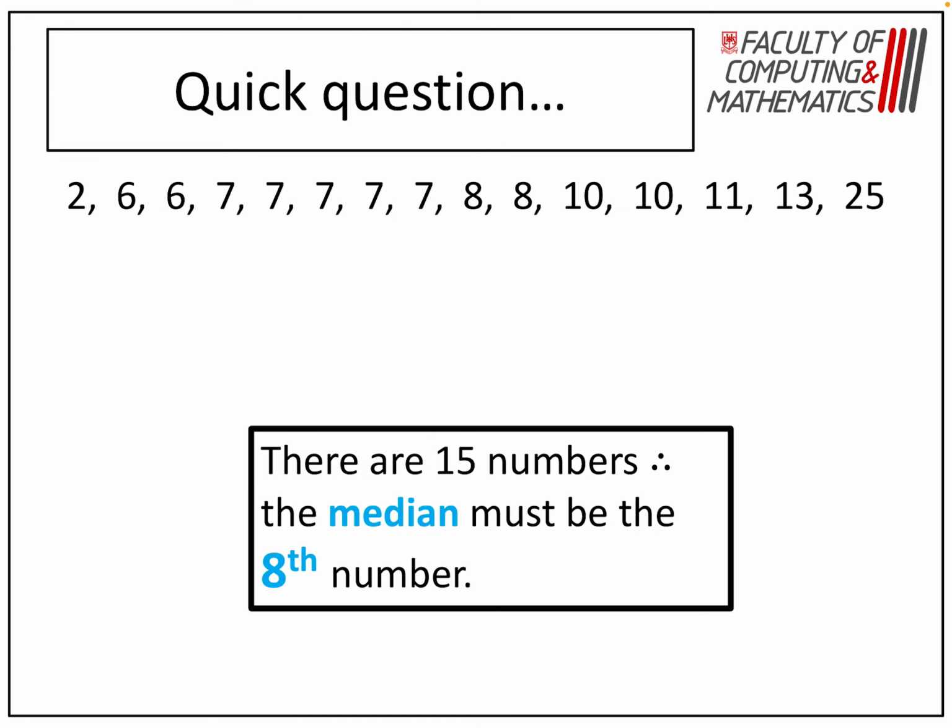So we have 15 numbers here, and the median must be the 8th number. We know that because there's 15, and if we work our way inwards, we should have 7 on either side, and then we'll have the number in the middle. So if I start crossing these off, our median would end up being 7. If we count along, that's 1, 2, 3, 4, 5, 6, 7, and the 8th number. So our median would be the 7, because that gives us 7 numbers either side of it.